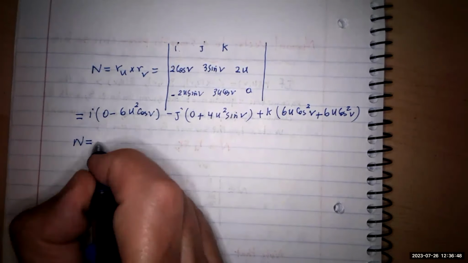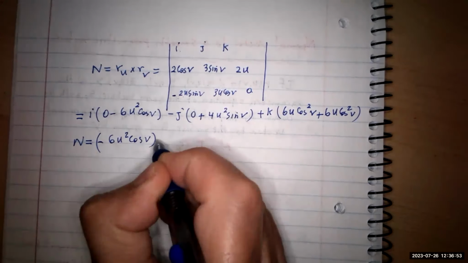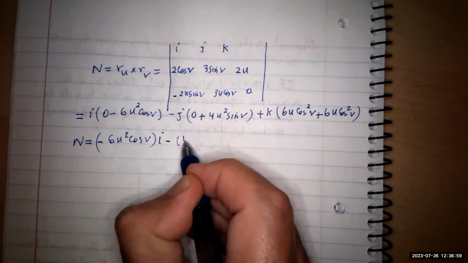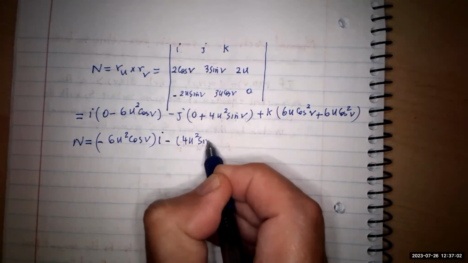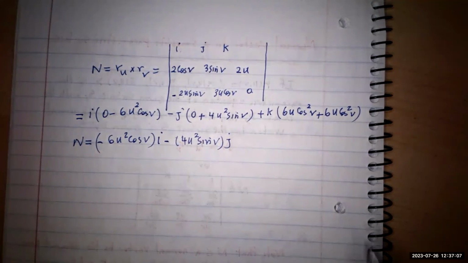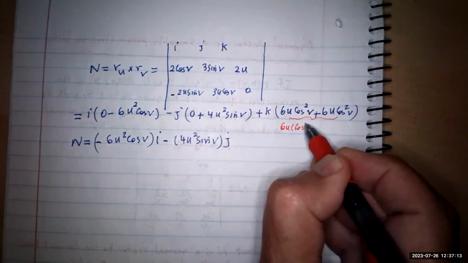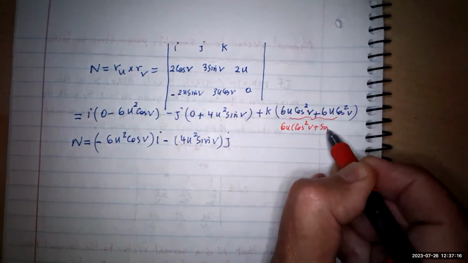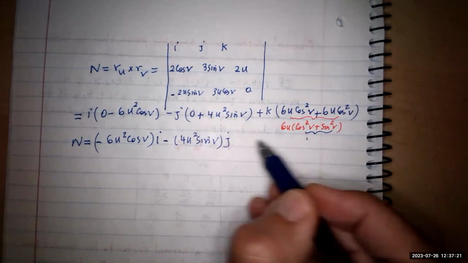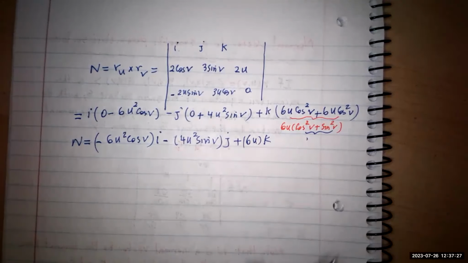for the first part, you are going to get negative 6u squared cosine of v times i. And the second part, negative 4u squared sine of v times j. And the last part, you can pull out the 6u. The leftover is going to be cosine squared of v plus sine squared of v, which is 1. So the last part is going to be plus 6u times k.